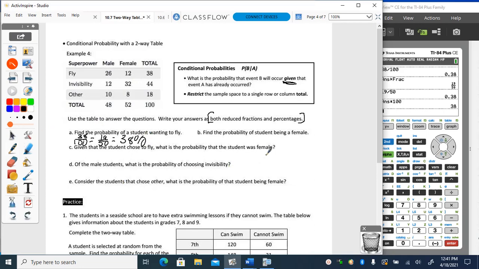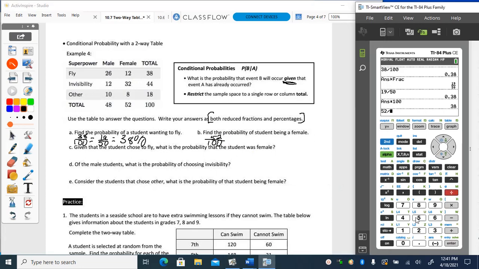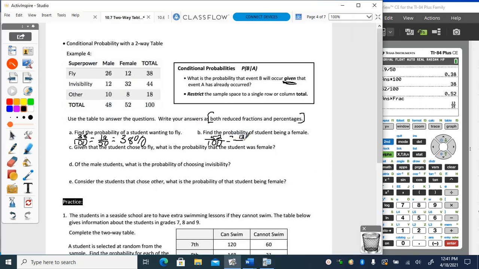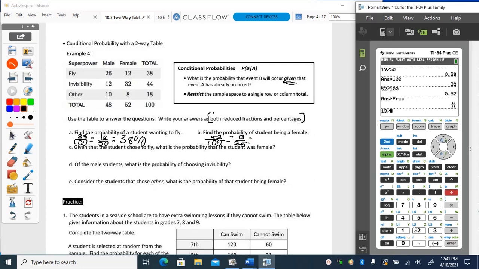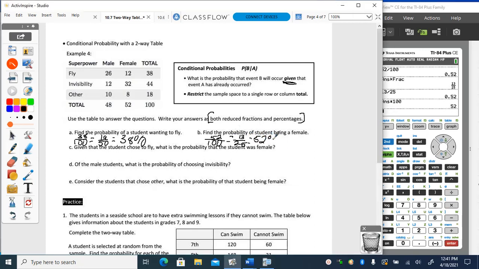Now we want to find the probability of a student being a female. So let's go find the female column. How many females answered this? 52. So we have 52 over 100. Math, enter to get the reduced fraction: 13 over 25. And then 13 divided by 25 times 100 gets us 52%. So 13 over 25 or 52%. All right.